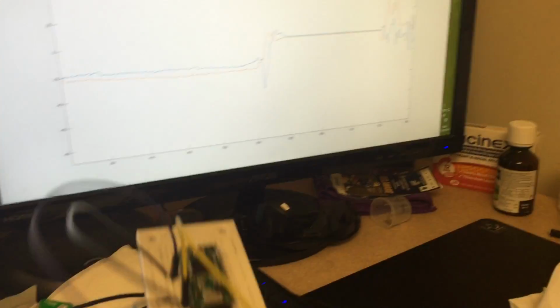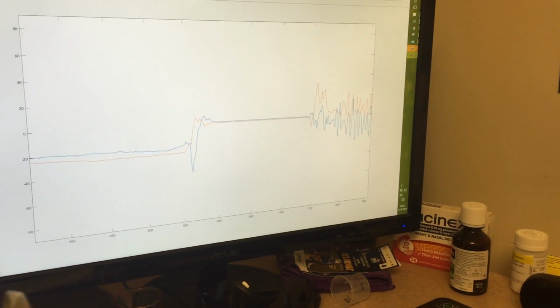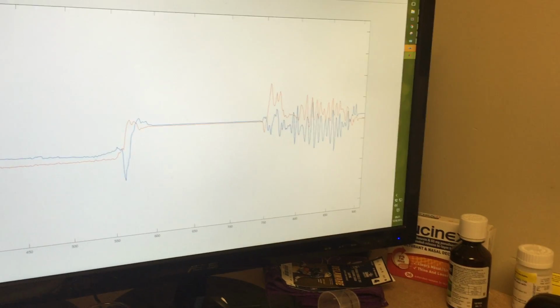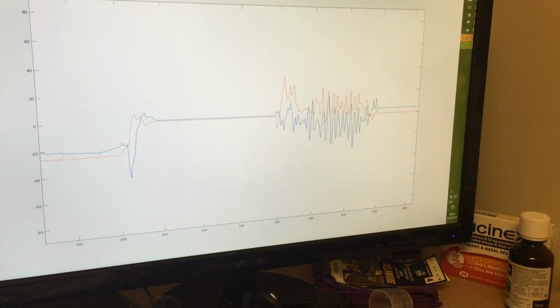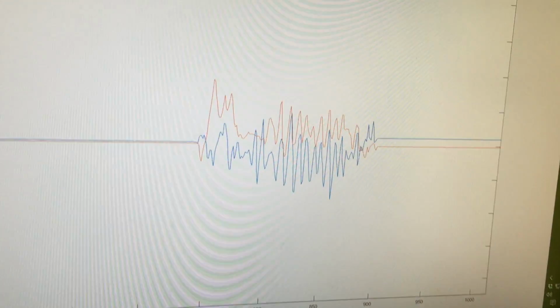We can see that if I wiggle the board around like this, we're getting good oscillation time, and if I put it back to steady, it returns almost perfectly.